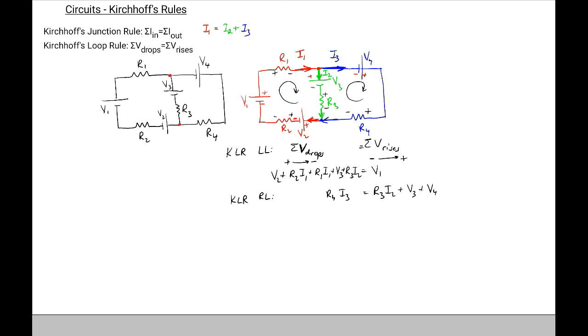So if we get a negative value for I3, say, that means that I picked the wrong direction for I3 in here. So I3 should actually go into this junction and out of that junction. So it's not a big problem. The negative sign means that we have the wrong direction, but if we were consistent with our equations, then it's not a mistake. It's just at the end of the problem you would say, well, I3 is actually in the opposite direction than I picked it.